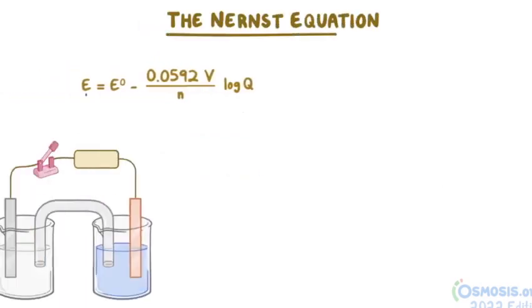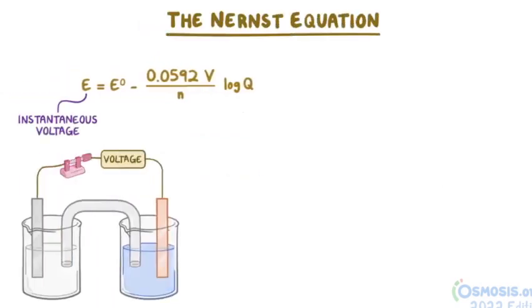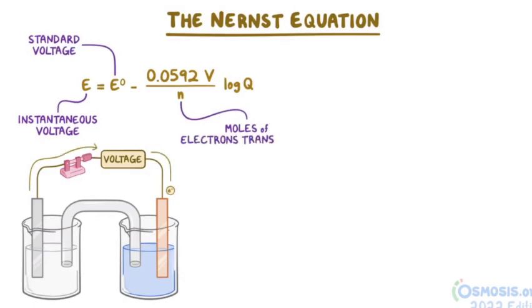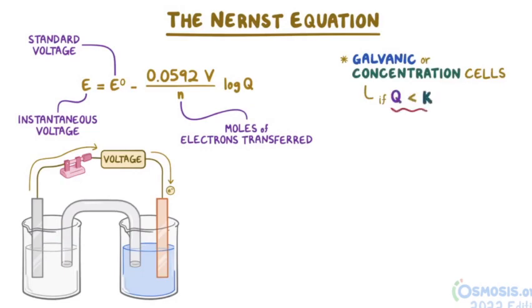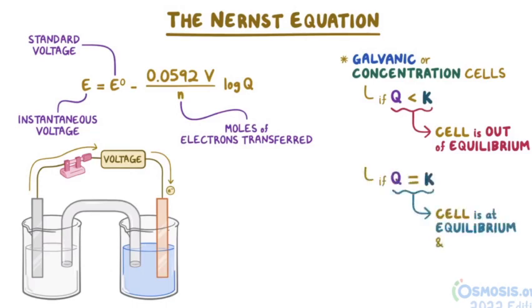As a quick recap, the Nernst equation allows us to find the instantaneous voltage of a cell at a specific moment in time. If we know the standard voltage and the number of moles of electrons transferred, the instantaneous voltage depends on the concentration of the ions in solution. For a galvanic or a concentration cell, as long as Q is less than K, the cell is out of equilibrium, and there's voltage at that moment in time. When Q is equal to K, the cell is at equilibrium and the voltage is 0.